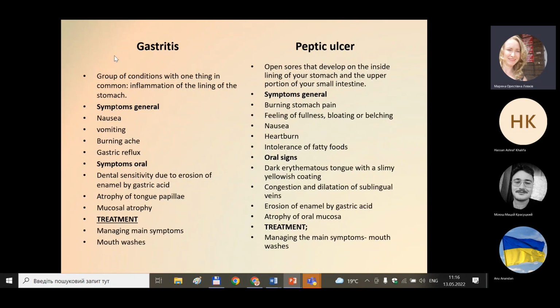So gastritis and peptic ulcer. In general, the definition of gastritis is a group of conditions with one thing in common, inflammation of the lining of the stomach. So there are different types of gastritis. General symptoms that we can find out during communication with the patient: nausea, vomiting, burning, ache, gastric reflux. And that's what the dentist could see in the oral cavity: dental sensitivity due to erosion of enamel by gastric acid, atrophy of tongue papillae, and mucosal atrophy.